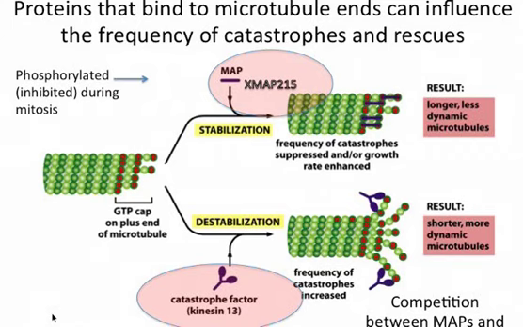Okay, so let's talk about proteins that bind to microtubulins. So we just talked about proteins that bind to the ends of actin. These are proteins that bind to microtubulins, and they can influence the frequency of catastrophes and rescues. And you're going to get confused here because I'm going to say the word MAP. But remember, MAP just means microtubule associated proteins, and there are different ones that do different things, so just keep that in mind.